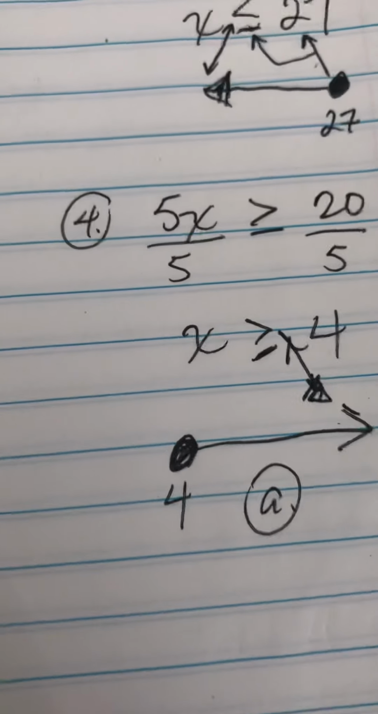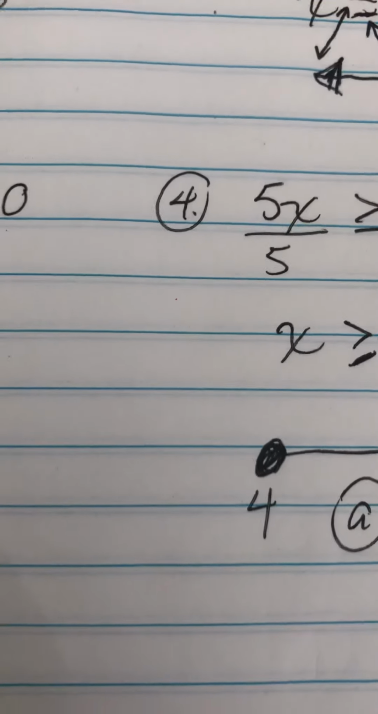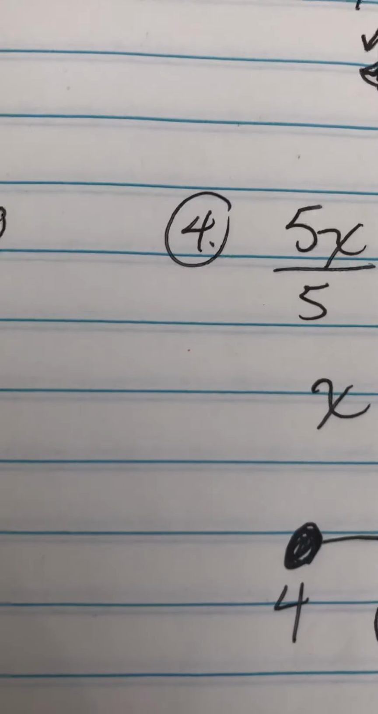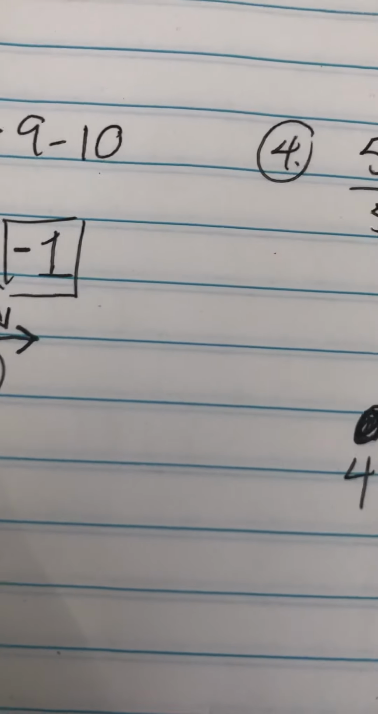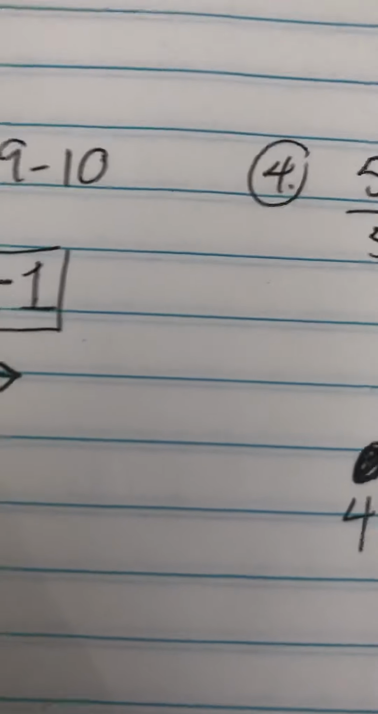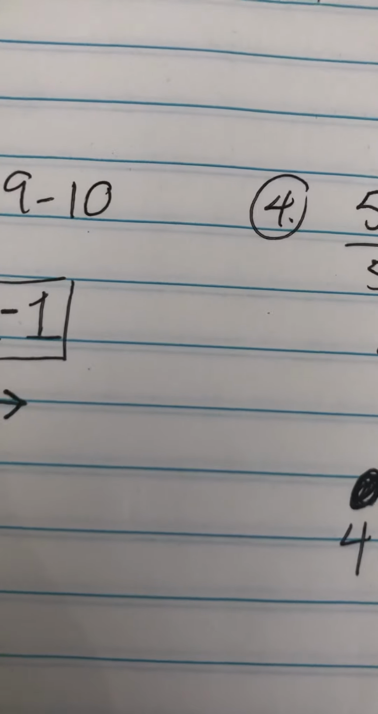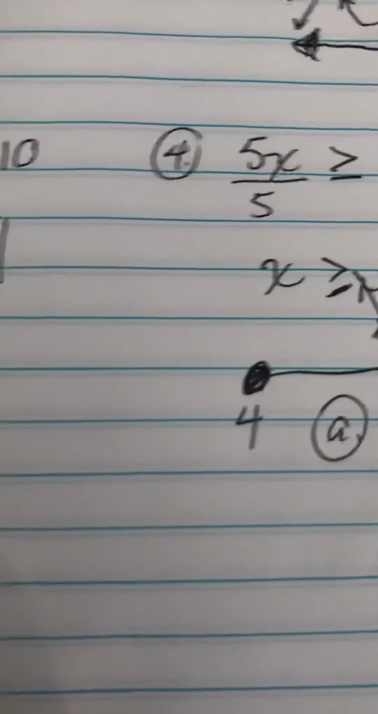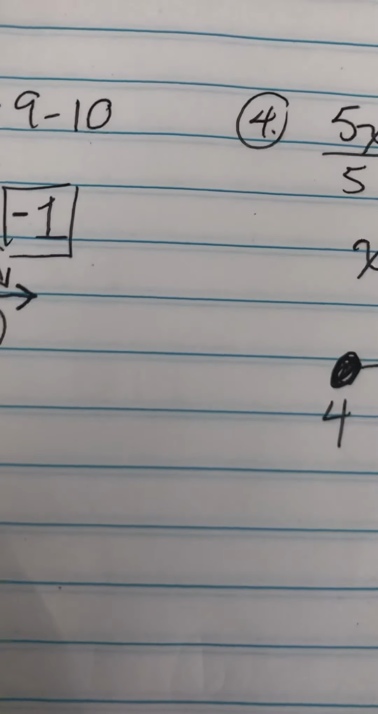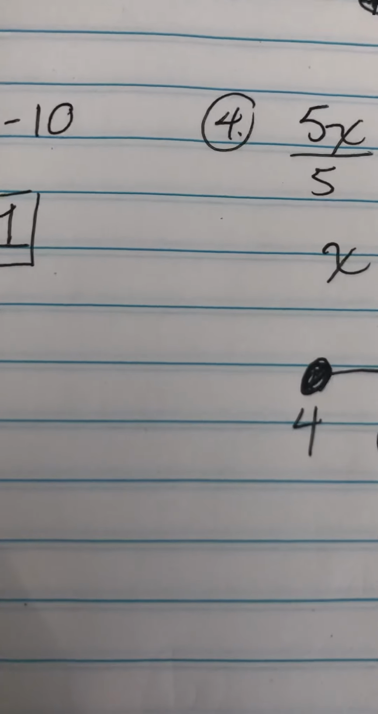All right, and D, number four, what is going on with my eyes here? My eyes are failing me. Number 4, that's going to be x is greater than or equal to 4. So that should be A. Okay, because I have it wrong in here. I have it as C in here, but it should be A. All right, so let's go ahead and fix that so all the answers are correct.